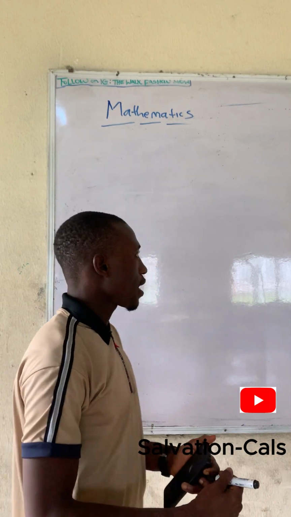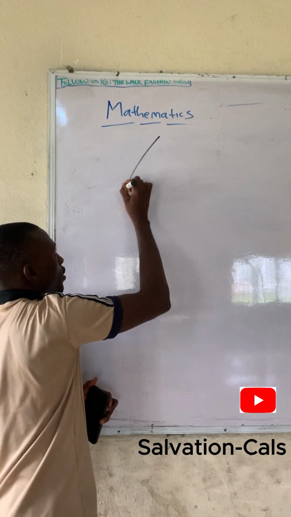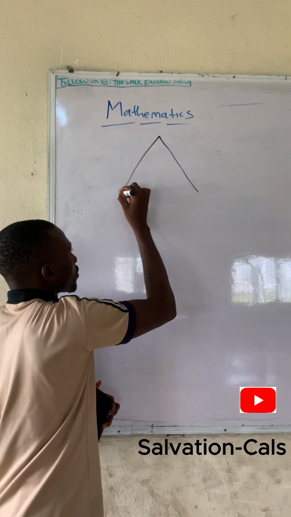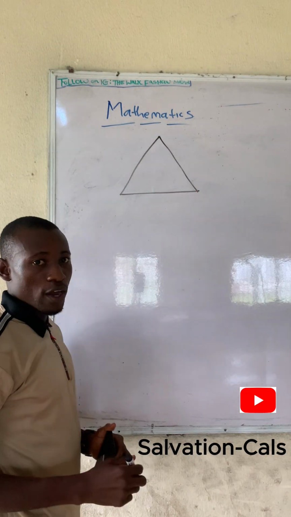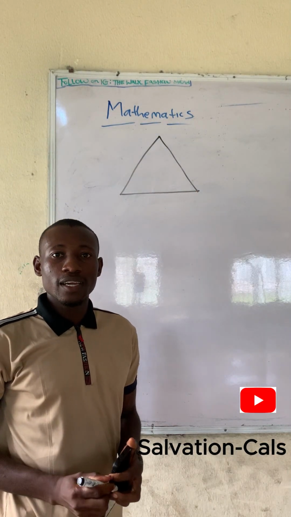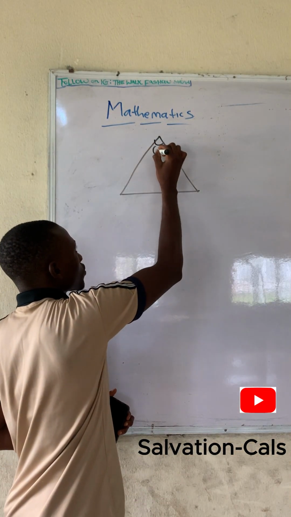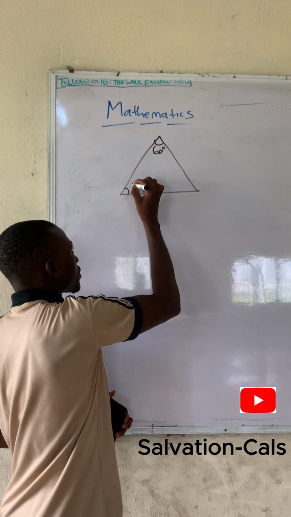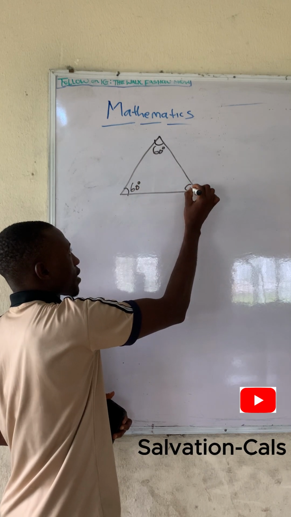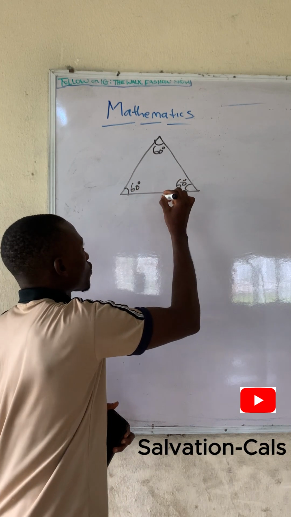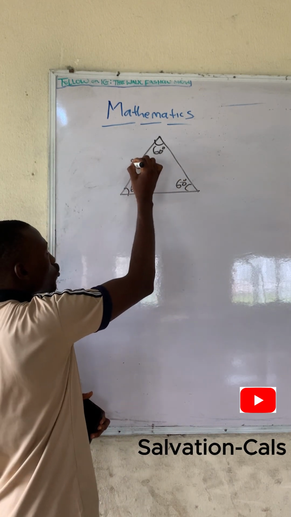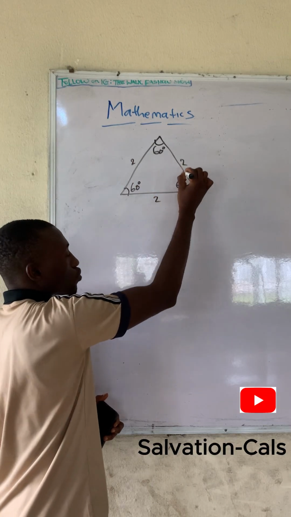So let's consider an equilateral triangle, for example. An equilateral triangle is one that has the three sides equal, right? So if this is an equilateral triangle, here will be 60 degrees, here will be 60 degrees, and here will be 60 degrees. So let's see, we have 2, 2, 2, all right?